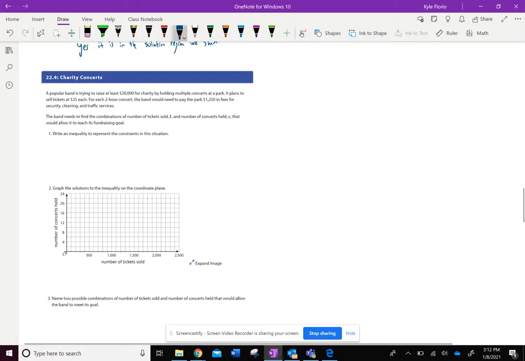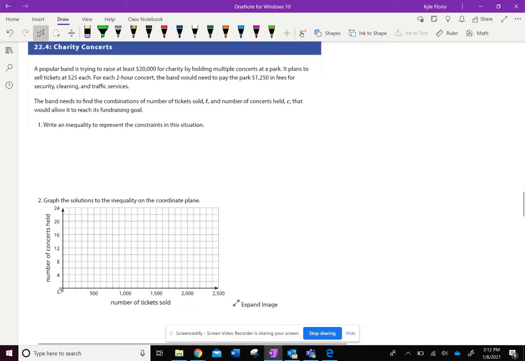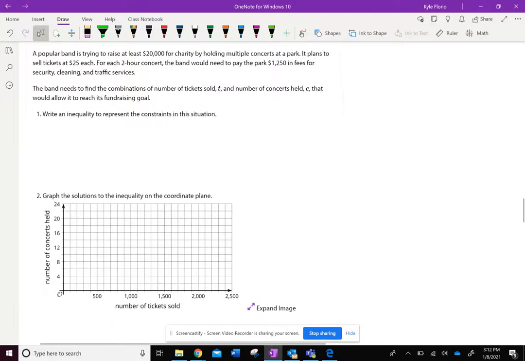All right, last question. Charity concerts. A popular band is trying to raise at least 20 grand for charity by holding multiple concerts at a park. It plans to sell tickets at $25 each for 2-hour concerts. The band would need to pay the park $1,250 in fees for security, cleaning, and traffic. So the band needs to find a combination of tickets sold T and concerts held C that would allow them to reach their goal. So T is our tickets, and C is our concerts.